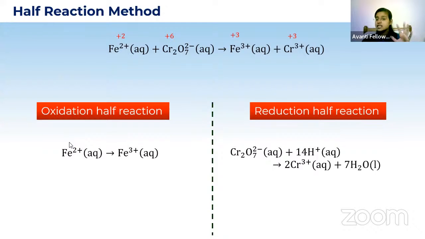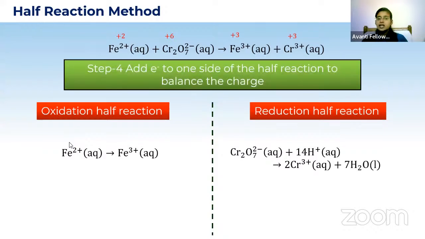So to balance the charges, what you have to do is add electrons to one side of the half reaction to balance. Okay, add electrons. That's why this method is called the ion electron method. Add electrons to one side of the half reaction to balance the charges.